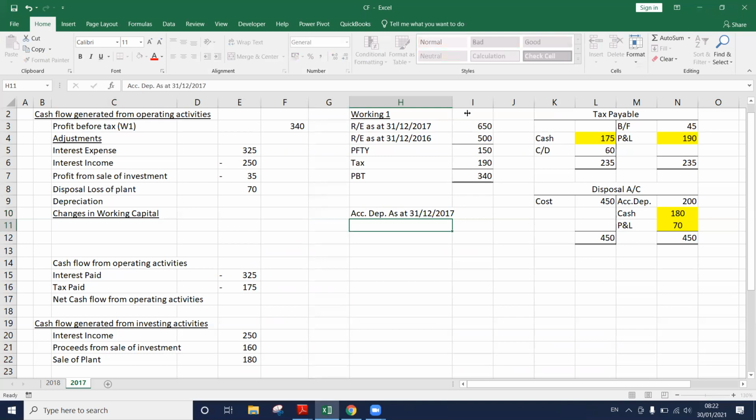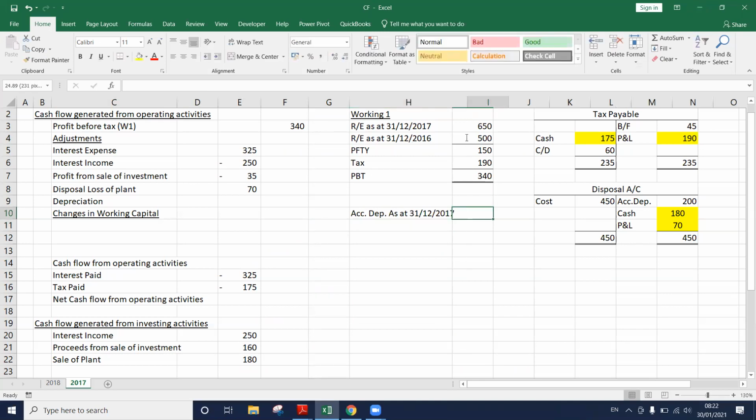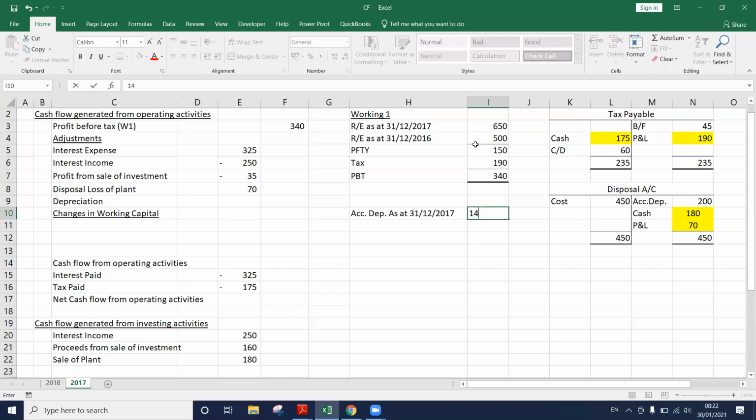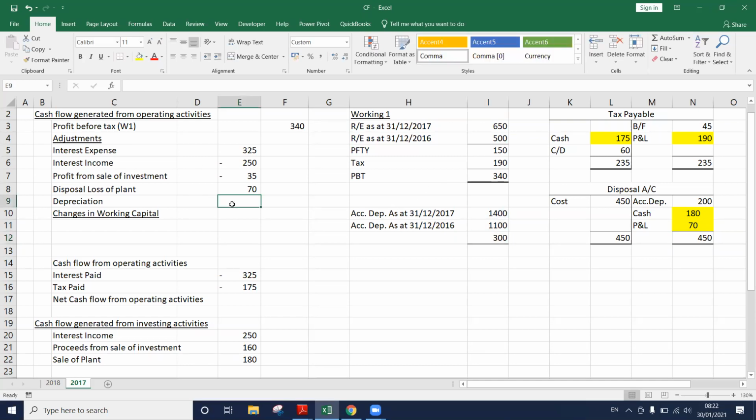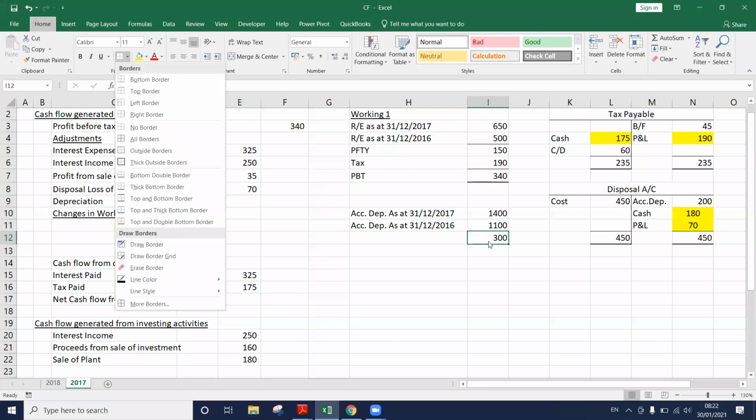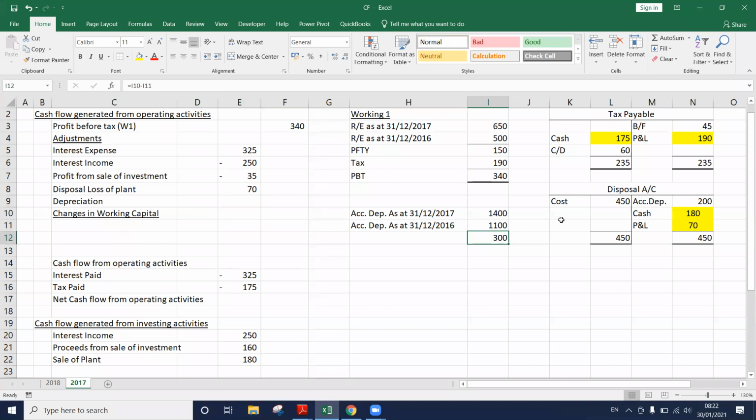Here accumulated depreciation as at December 2017, 1,400. අවුරුද්ද මුල 1,100, right? Accumulated depreciation as at 31st December 2016, 1,200. It means there is a change of 300. But we cannot consider this 300 as the depreciation charge for the year. Why? Because there is a disposal, right? There is an asset disposal here.